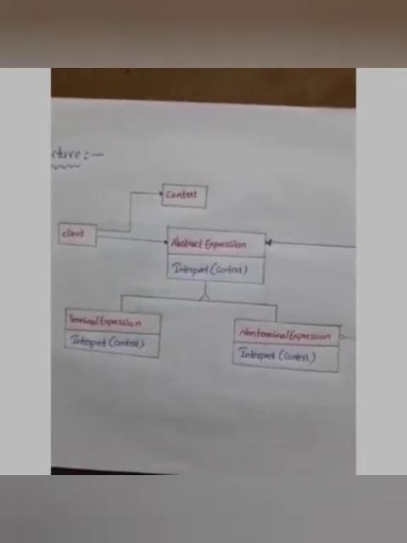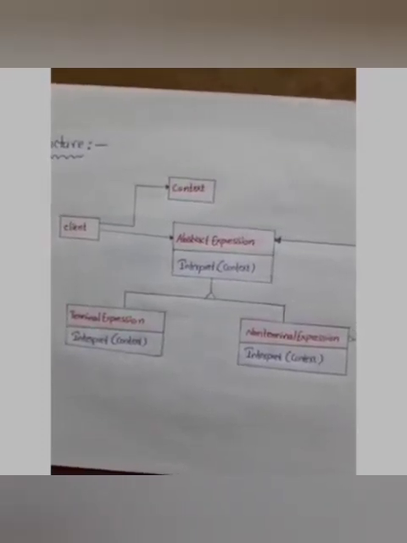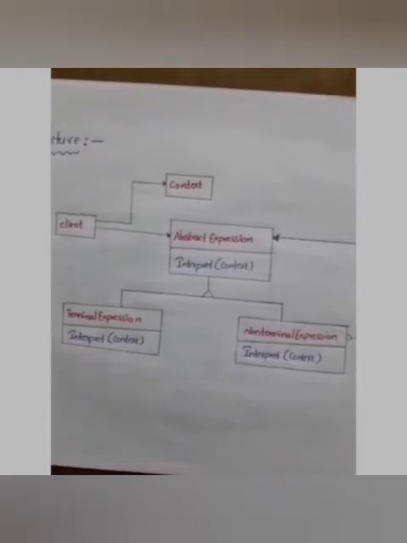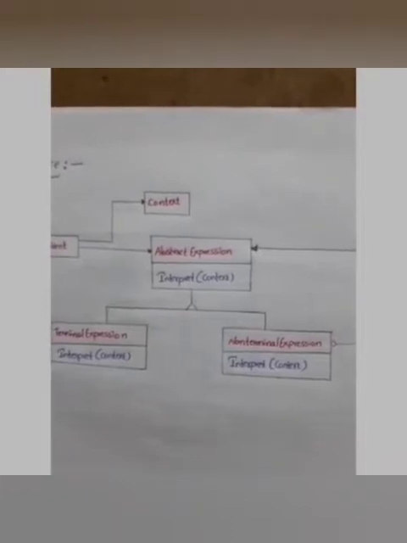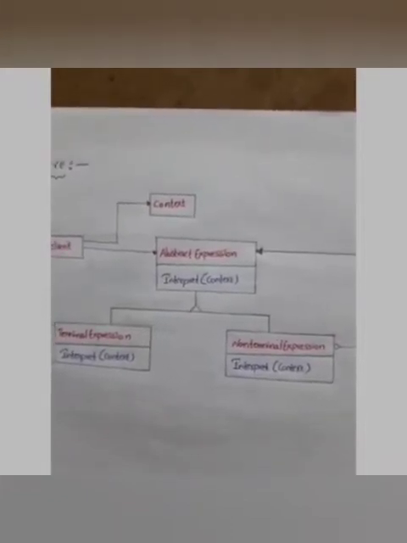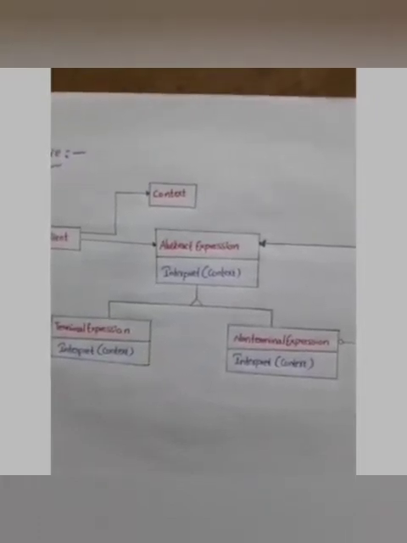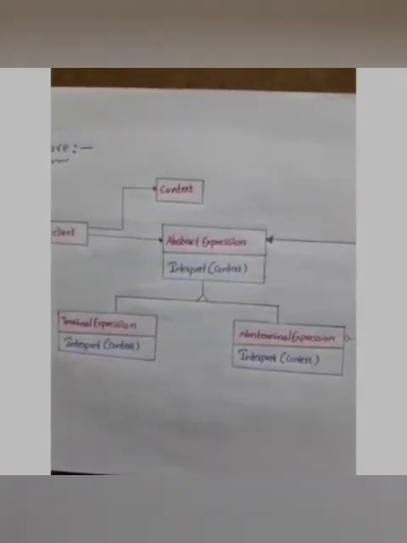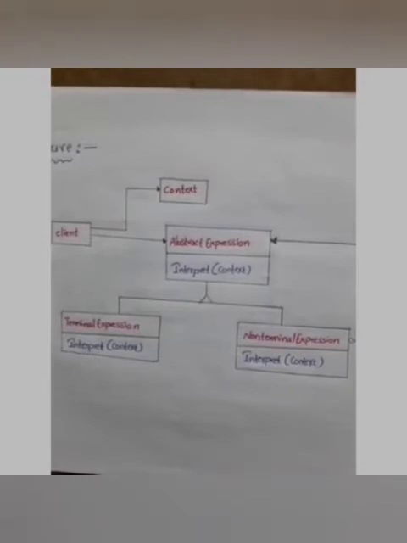Coming to the terminals and non-terminals. Literal expressions come under terminals, and alternation expressions, repetition expressions and sequence expressions, these three come under non-terminal expressions. The terminal expression implements an interpret operation associated with terminal symbols in the grammar, and an instance is required for every terminal symbol in a sentence.